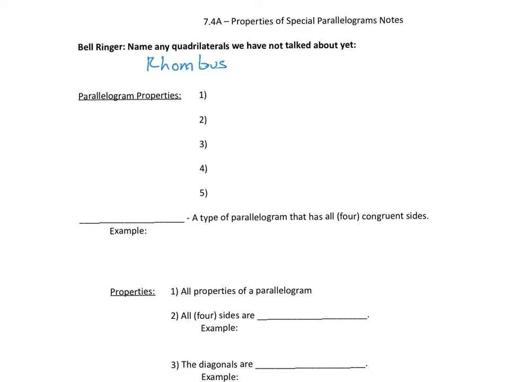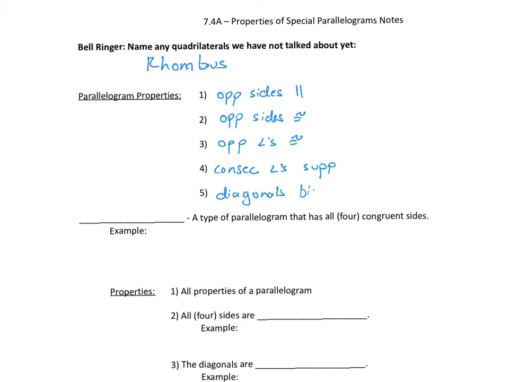Okay, our first property, the opposite sides are parallel. Two, our opposite sides are also congruent. Our opposite angles are also congruent. Our consecutive angles are supplementary. And then our diagonals bisect. So those are our parallelogram properties.